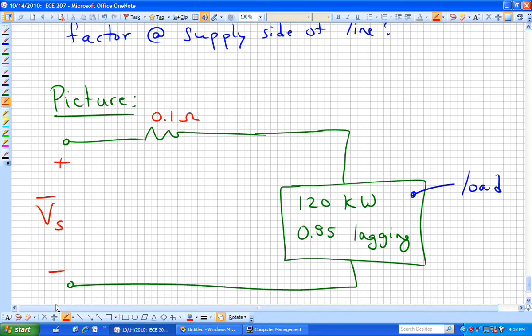The other piece of information that we were given was we were told what the voltage dropped at the load was. And we were told that that was a magnitude of 480 at 0 degrees, and that we were, I think, told was RMS.